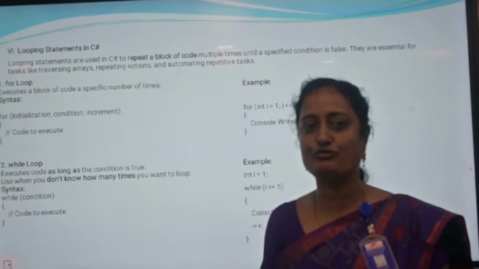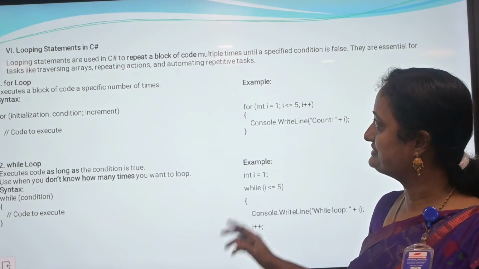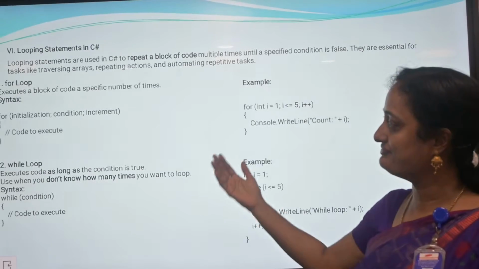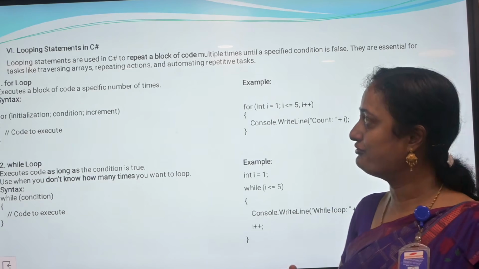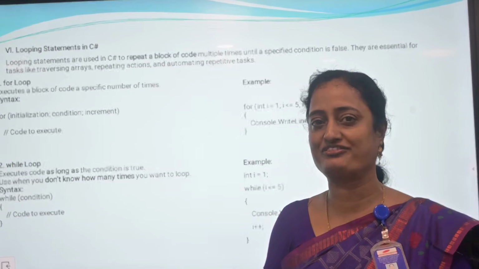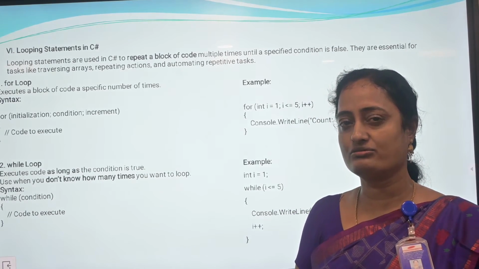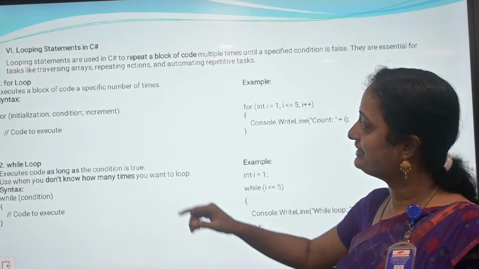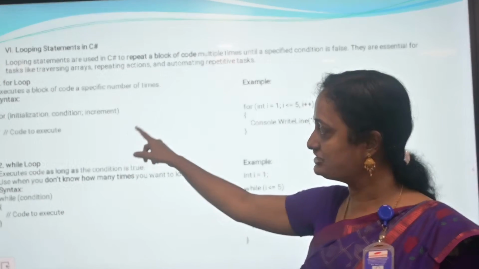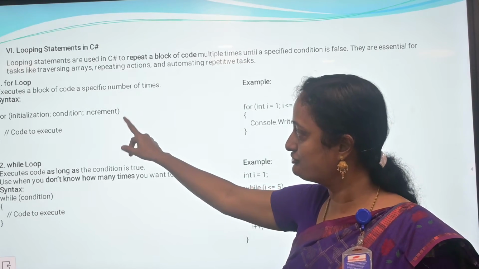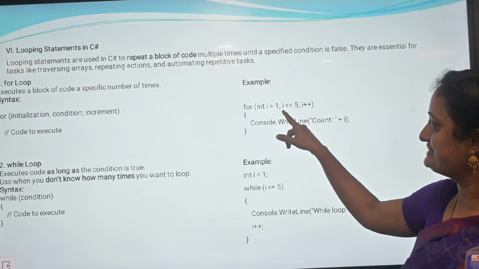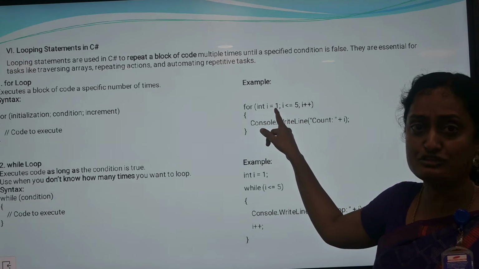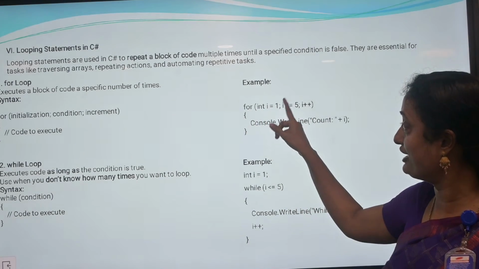Next we will see about the looping statement in C#. A looping statement repeats a block of code. First we will see the for loop. A for loop executes a block of code a specific number of times. The general format or syntax is: initialization, then condition, and increment. An example is: for int i equals 1; i less than or equal to 5; i plus plus. First it will check the initialization, that is, the i value is 1.